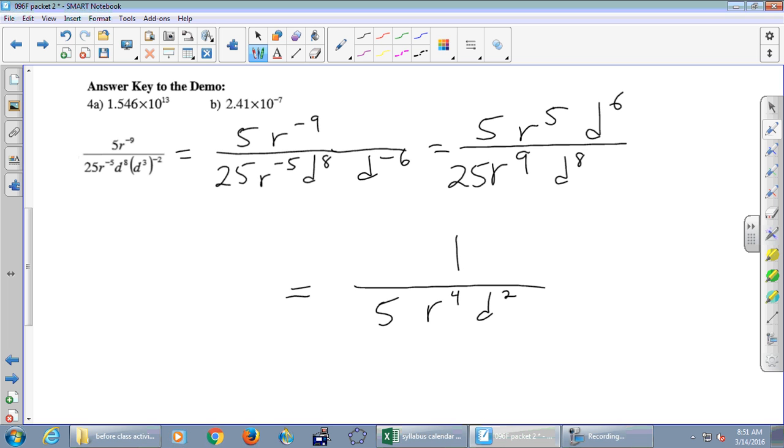We didn't really read the directions carefully on this one, but it said make all the exponents positive. That's what we've accomplished. We had lots of negative exponents, lots of things that could get combined. We had 2 r terms and 2 d terms, and now we smushed them all together to a single r term, single d term with only positive exponents. Any questions on that example?